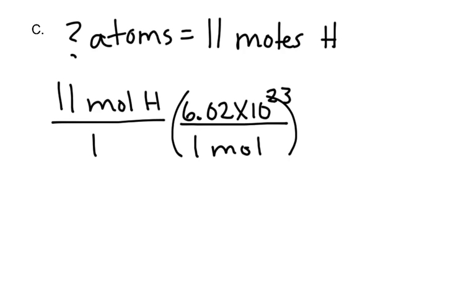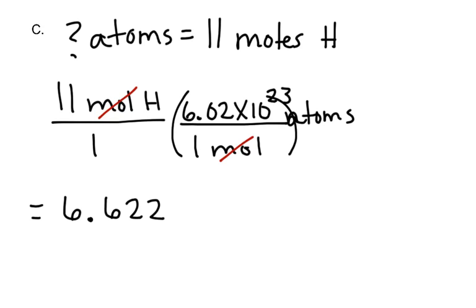So in multiplying, actually let's cancel the moles here. And this unit, by the way, I didn't write it. This would be the number of atoms. In solving this, or multiplying across, I'm going to get the answer of 6.622 times 10 to the 24 atoms.